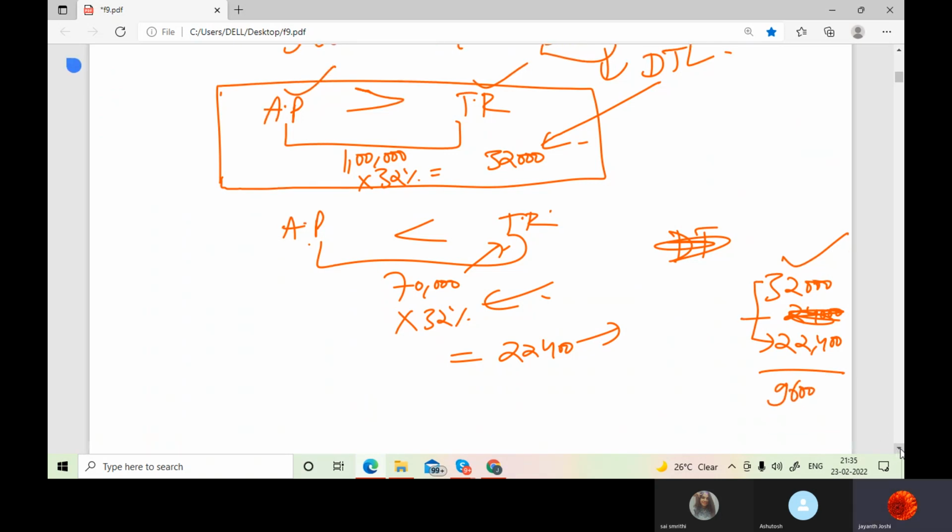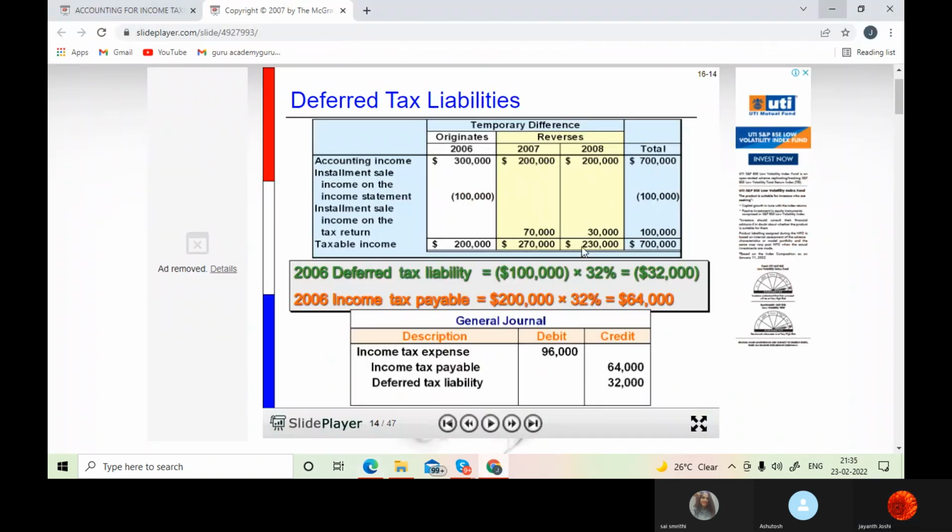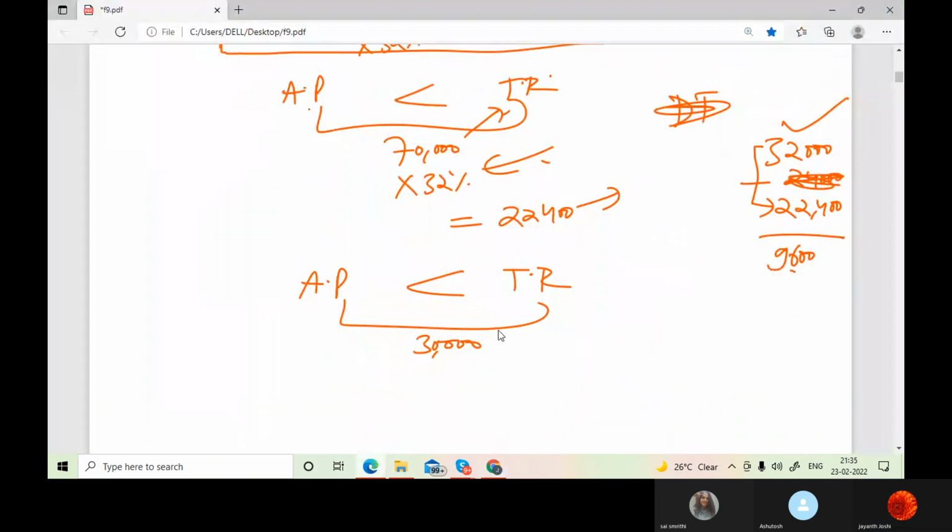9,600. So this is the one which again has to be reversed in the next coming year. So next coming year again, accounting profit, tax returns. This is more than this, and the difference is 30,000, correct? You can check the slide. So 30,000 into 32% is how much? It is 9,600. So again 9,600 got reversed next year, 0. So in this way, the deferred tax liability which was created got reversed.